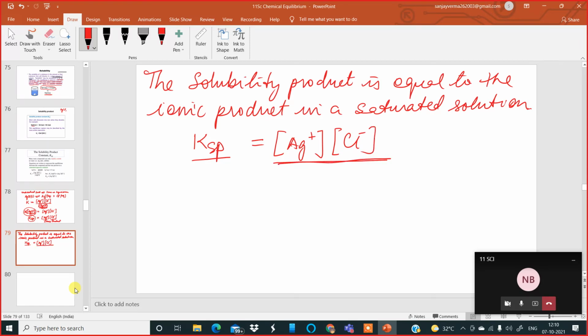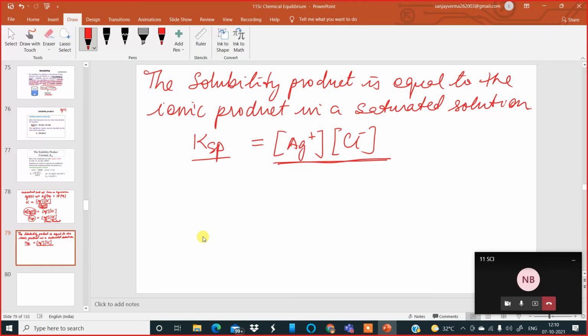Okay, now note the solubility product of a sparingly soluble salt at a given temperature. If you talk about the solubility product of a given salt at a particular temperature, then it is the product of the concentration of the ions in the saturated solution, with each concentration term raised to the power equal to the stoichiometric coefficient of the corresponding ion. So this is the definition of solubility product, which you can find from your textbook also.